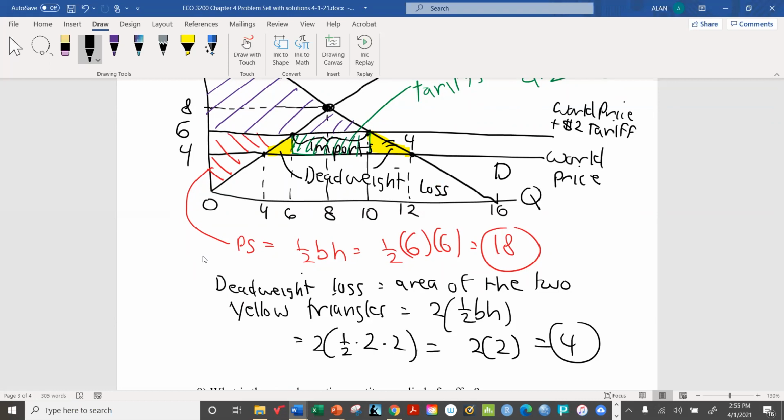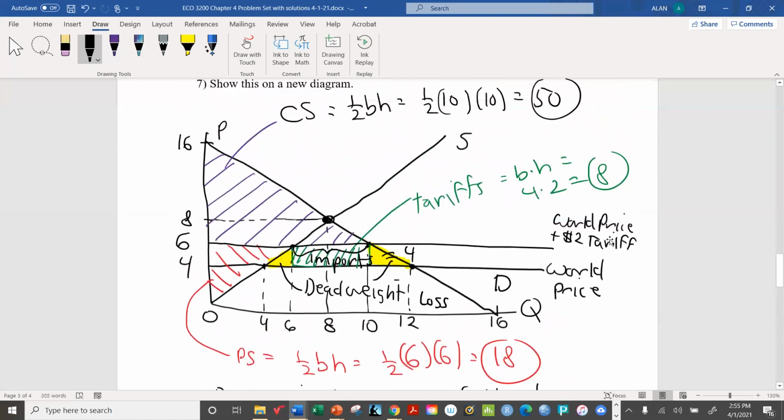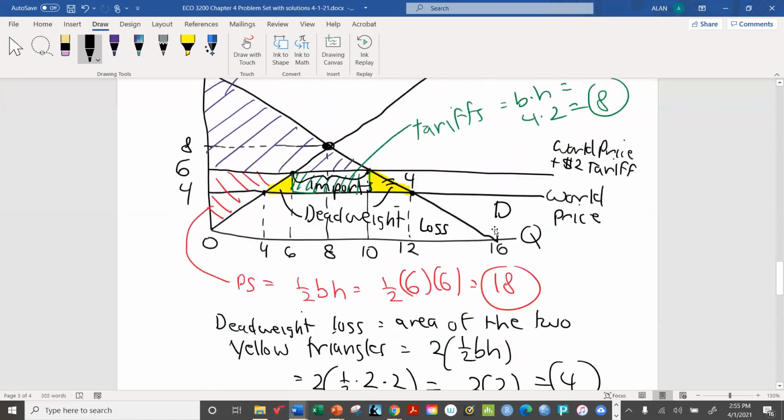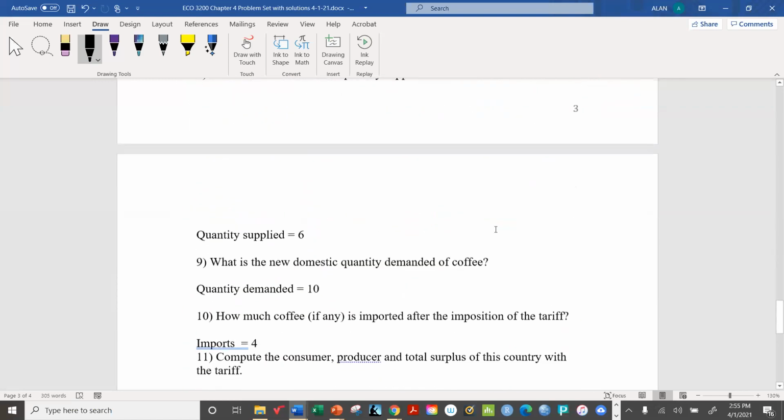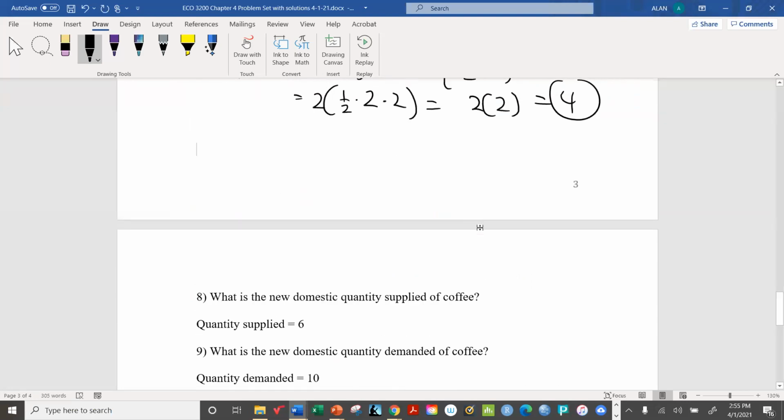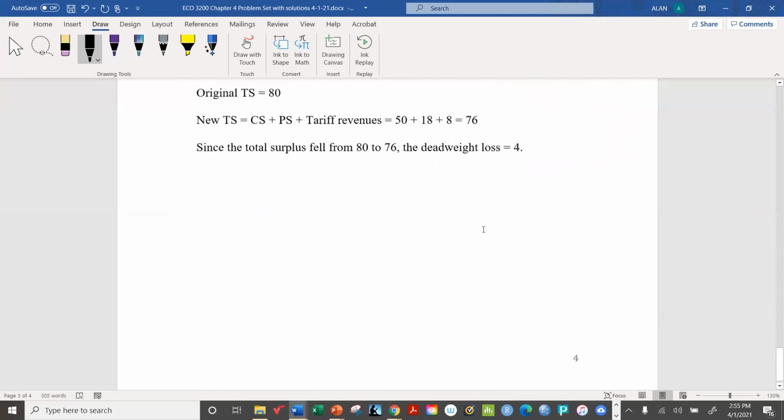And you can see why this has to happen, because the consumers are losing out. They're paying more money for fewer units of the coffee. So even though the producers are happy, and even though we have tariff revenues, on balance, society is still worse off. And so we lose the dead weight loss. That's what's lost forever, with nothing to compensate for it.